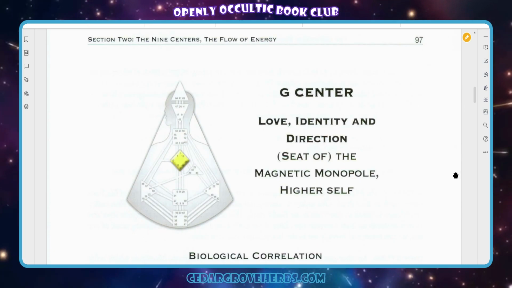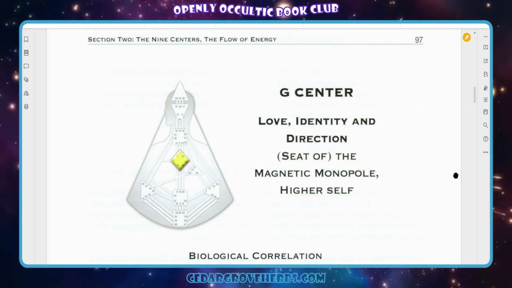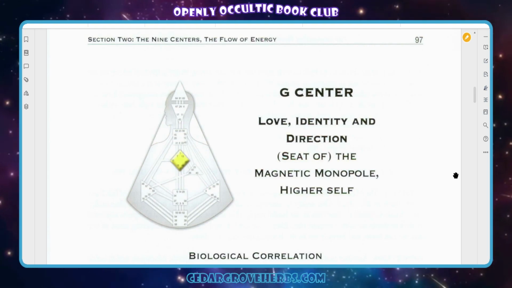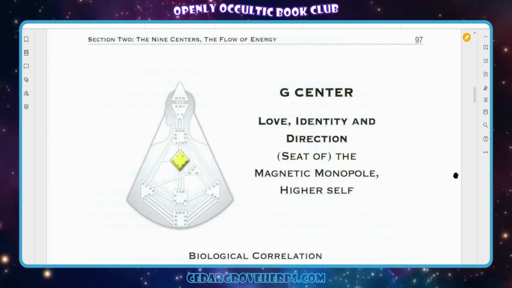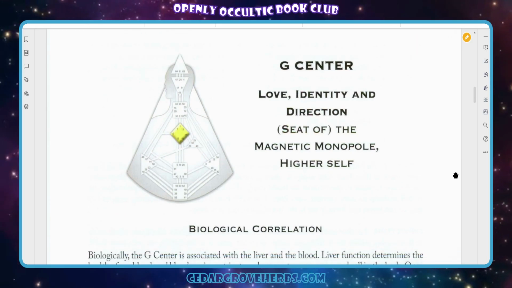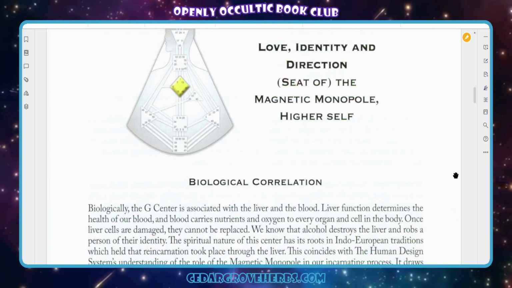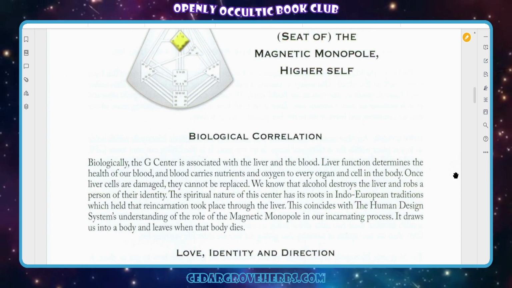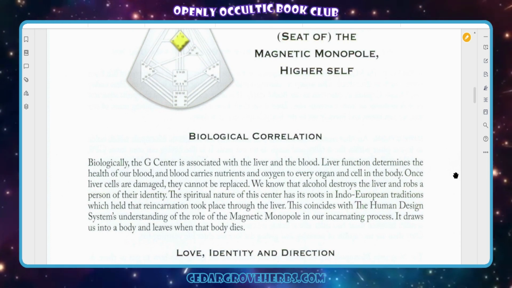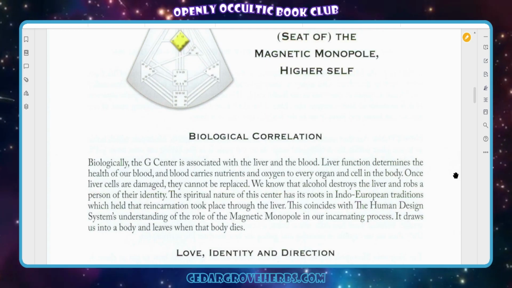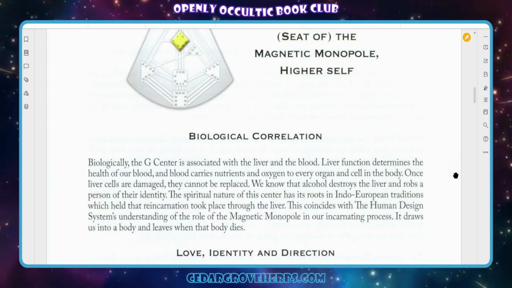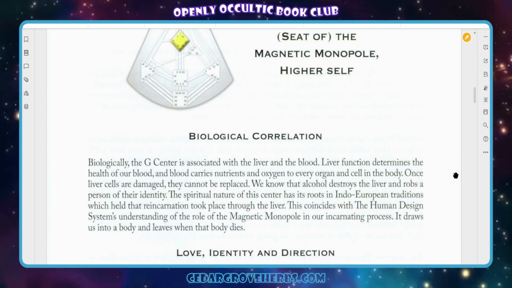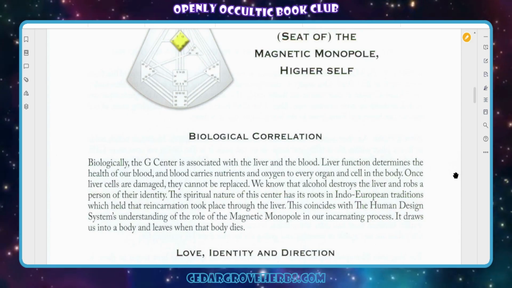And finally, we're moving on to the last of the 9 centers on the bodygraph chart. The G center. Love, identity, and direction. It's the seat of the magnetic monopole, higher self. Biologically, the G center is associated with the liver and the blood. Liver function determines the health of our blood, and blood carries nutrients and oxygen to every organ and cell in the body. Once liver cells are damaged, they cannot be replaced.